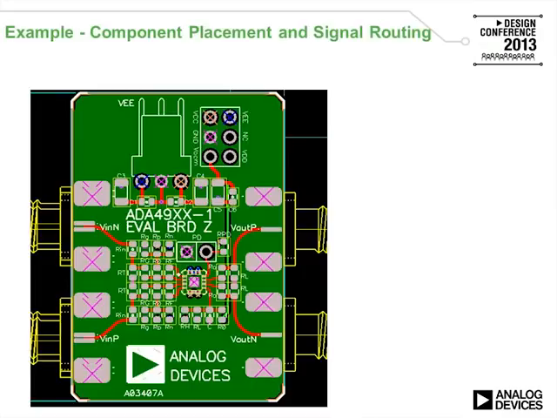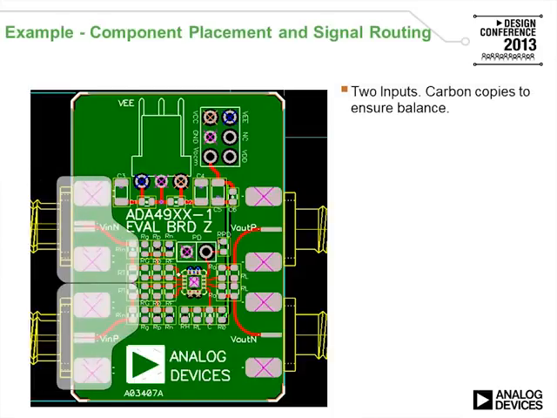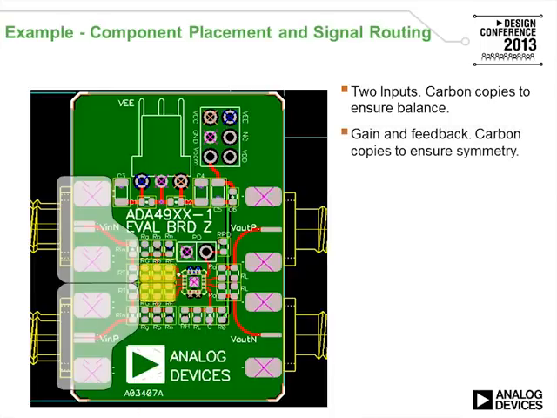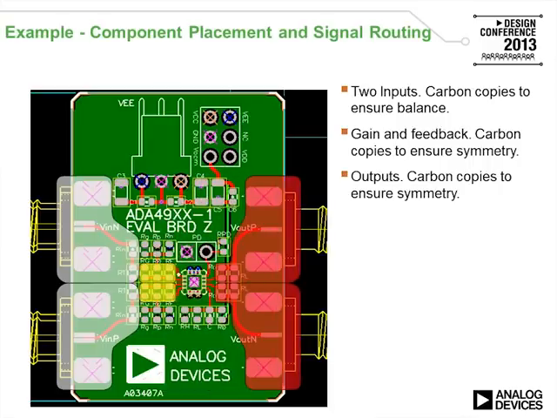Here's an example of component placement and signal routing. This happens to be a differential amplifier. There are two inputs to a differential amplifier, and note they are carbon copies to ensure balance. There are gain and feedback resistors. They happen to be located in the yellow area. Again, carbon copy to ensure symmetry. There are two output wires or connectors. They are again carbon copies to ensure symmetry.